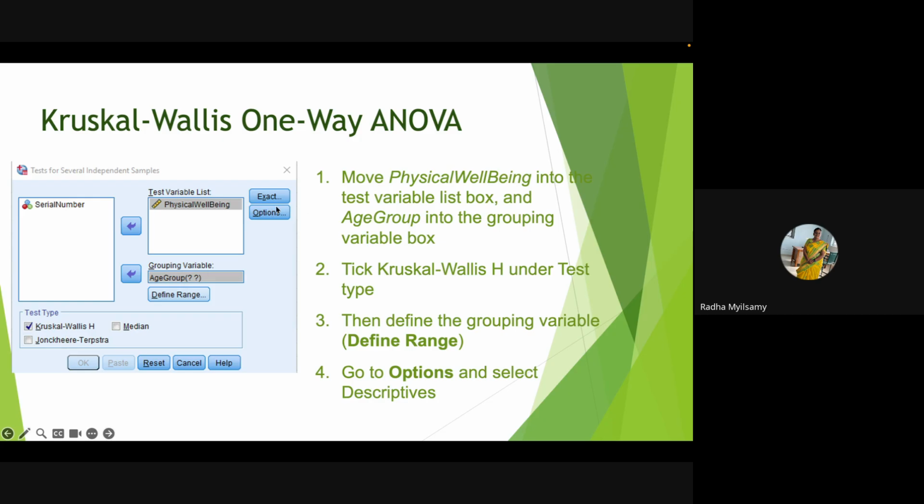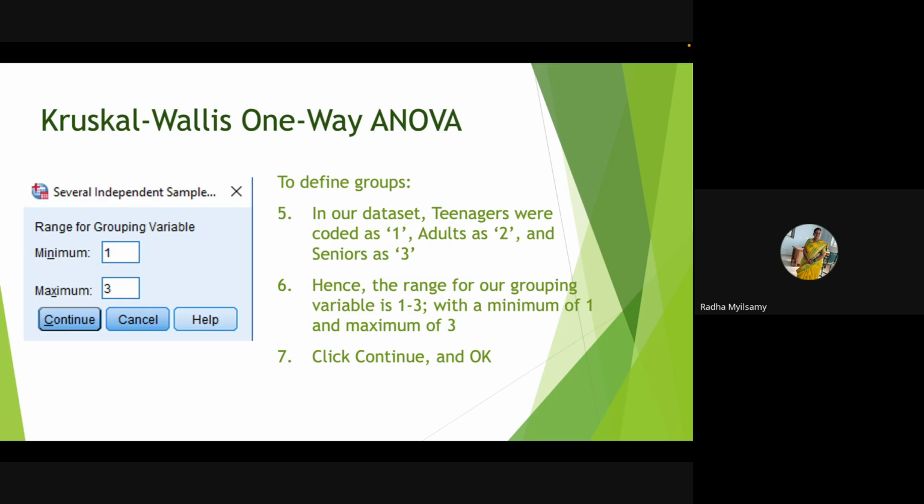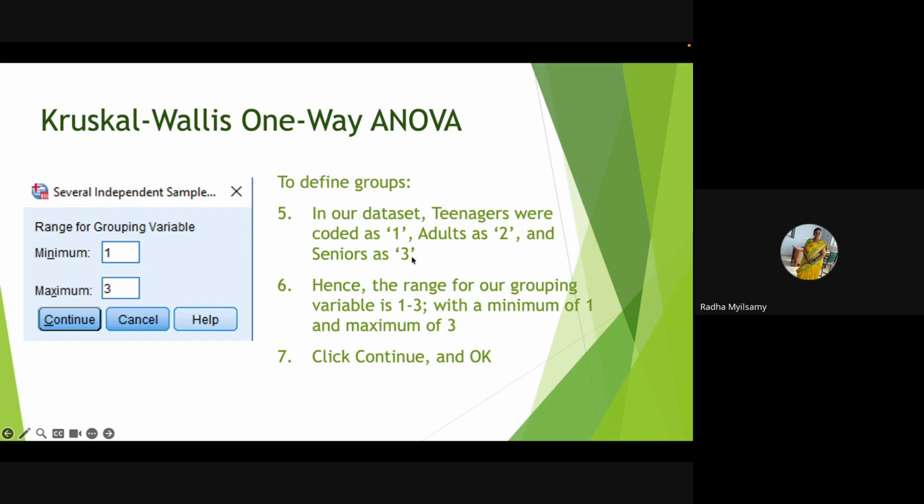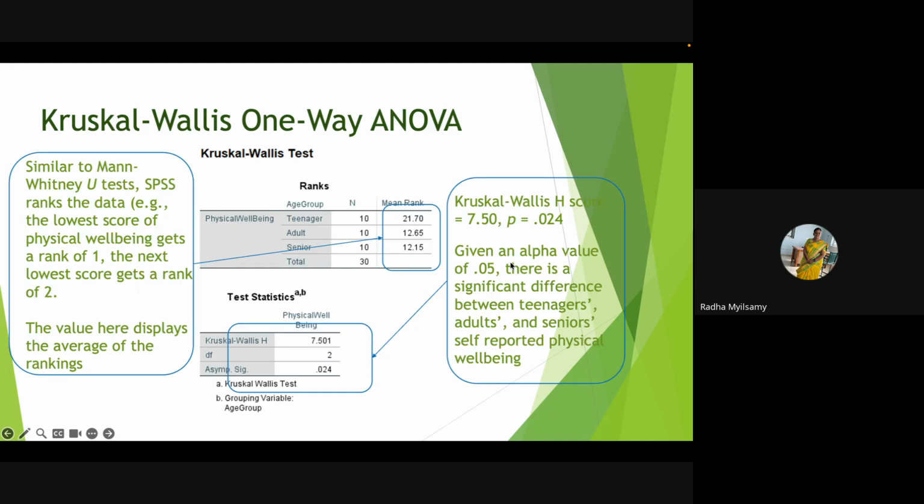After clicking this, go to options and select descriptives. If we want descriptive values, mean, standard deviation, all those values, we may click descriptive values, or simply click OK and we will get the results. For group range, we take minimum 1 and maximum 3 as group values. After clicking OK, we will get the results like this.